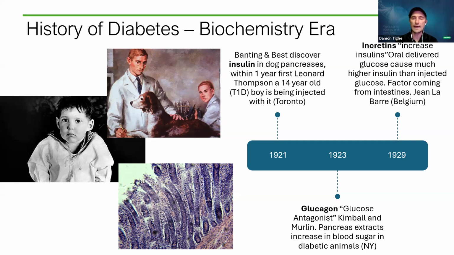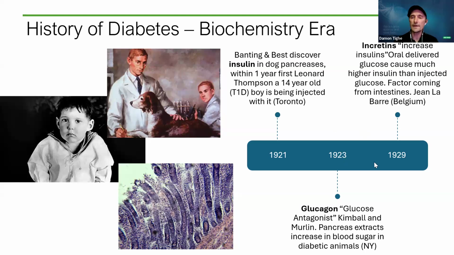Shortly thereafter, you have the discovery of glucagon. You can think of this as the yin to the yang of insulin. And this glucose antagonist, as Kimball and Muirland describe it, is also a pancreas extract. It's coming out of a separate set of cells than the ones that insulin comes out of in the pancreas. And instead of getting glucose to come out of the blood and into cells, it does the opposite. It helps glucose come out of storage and into the blood system.